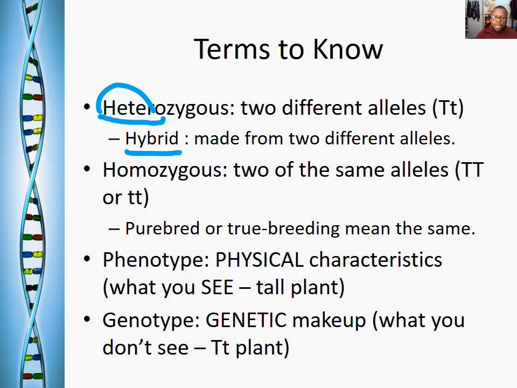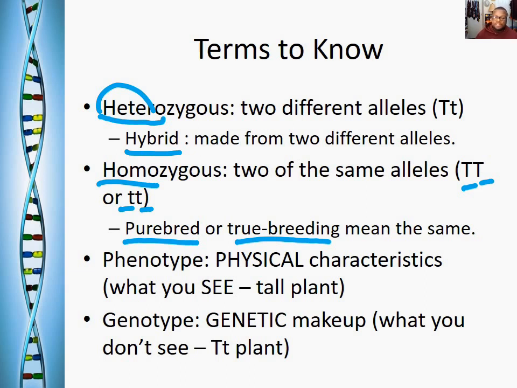Homozygous. Homo always means same in science. So this is an individual with 2 of the same alleles. So they either have 2 dominant copies of the tall gene or tall allele, or you have 2 copies of short, so you will be short. When you have exactly 2 of the same allele, that is also referred to as purebred, or a form of true breeding.